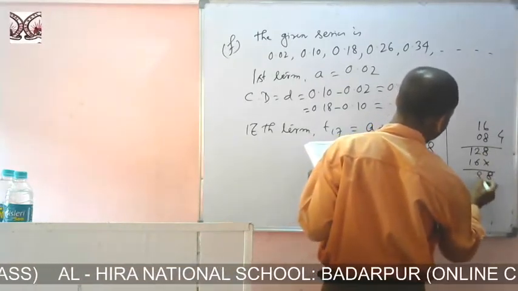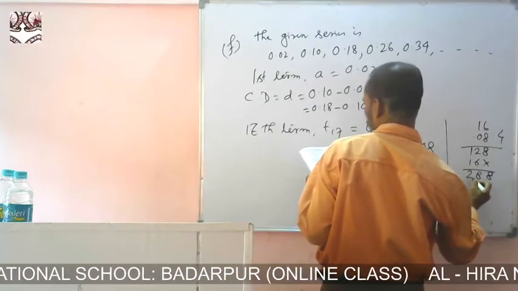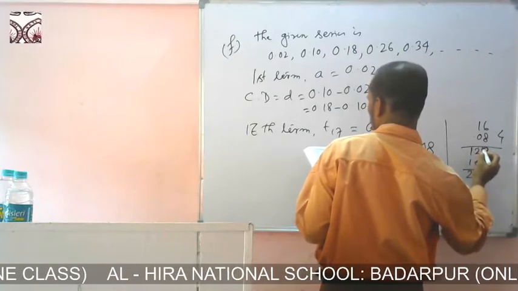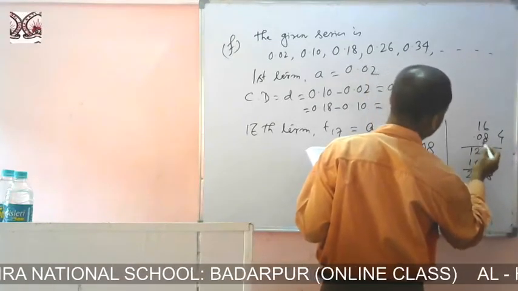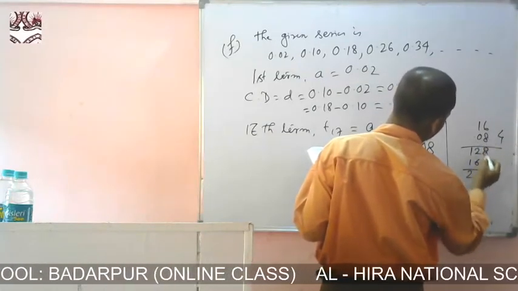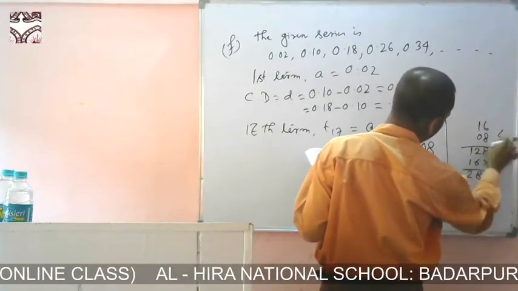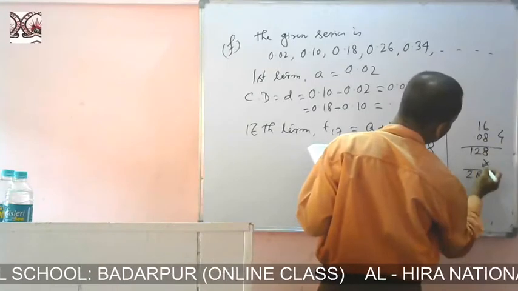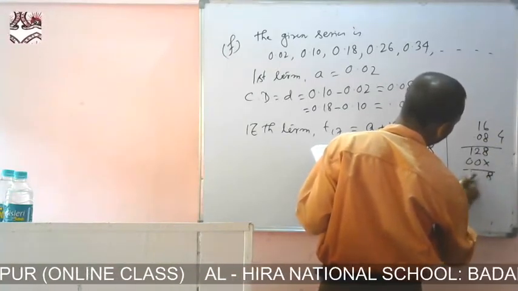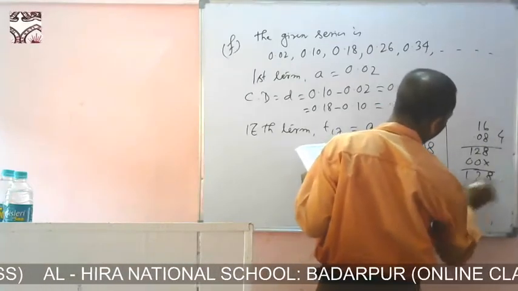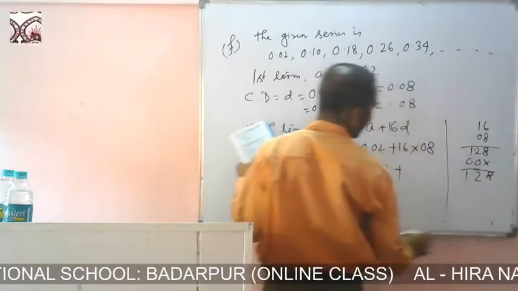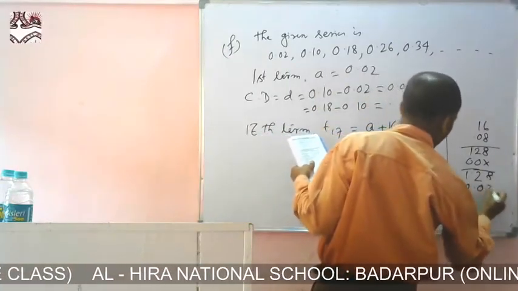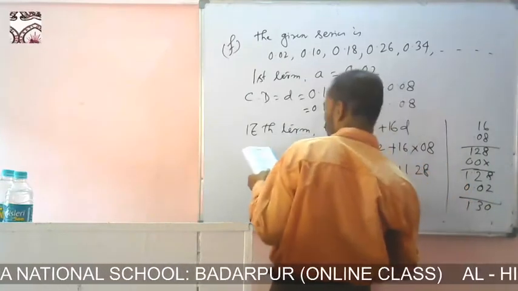So it is 0.16 into 0.08, which is 1.28. Then 0.02 plus 1.28 gives 1.3. This is the answer.